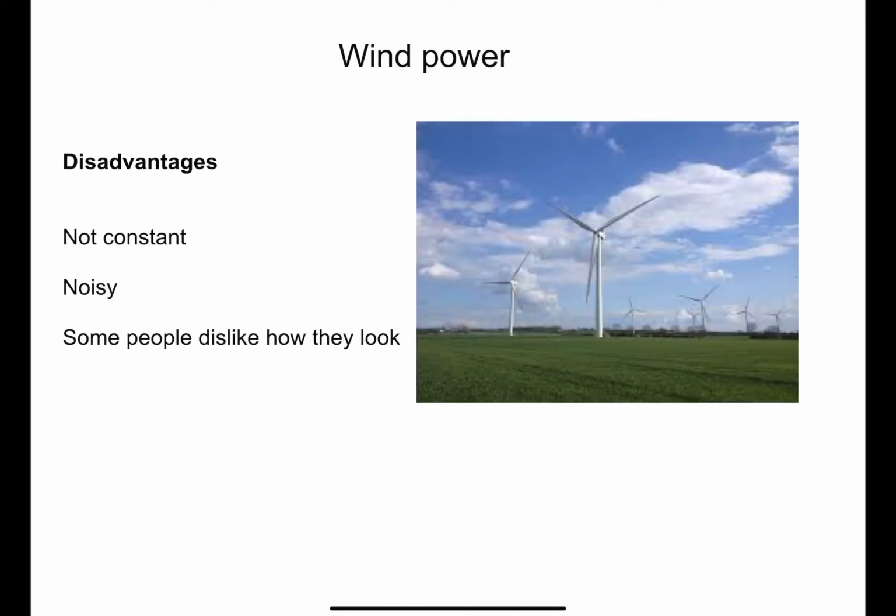There are some disadvantages to using wind power. The strength of the wind is not constant. Sometimes there will be very little wind, and it is possible for the wind to be too strong and the turbines have to be stopped. This means that the electricity produced by turbines is not constant. The turbines themselves are as noisy as a car travelling at 70 miles an hour, and some people find them unattractive in the countryside.